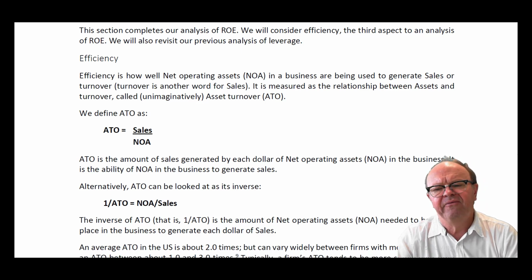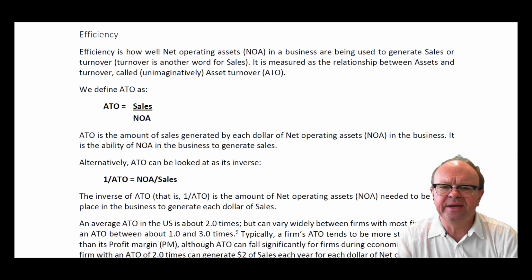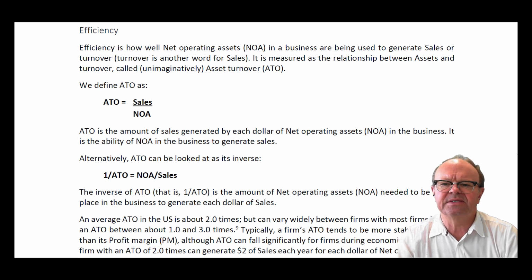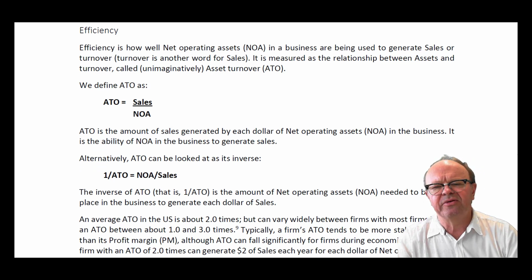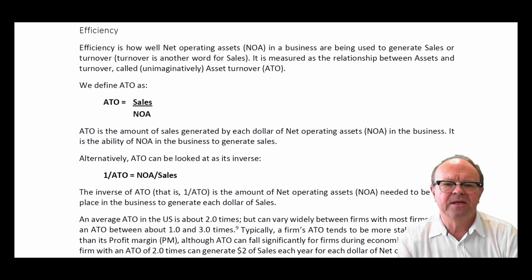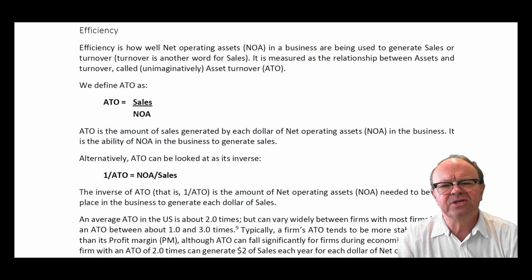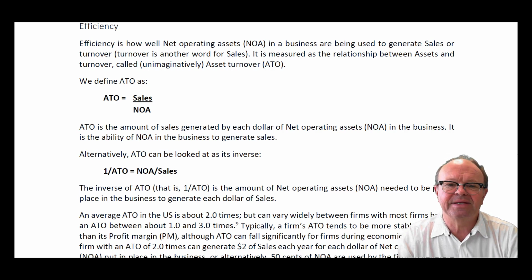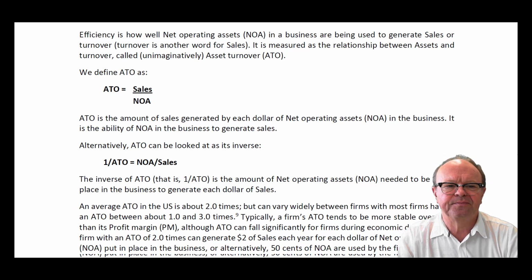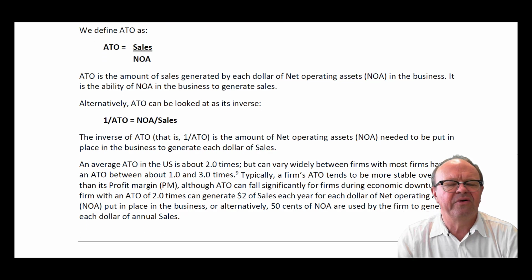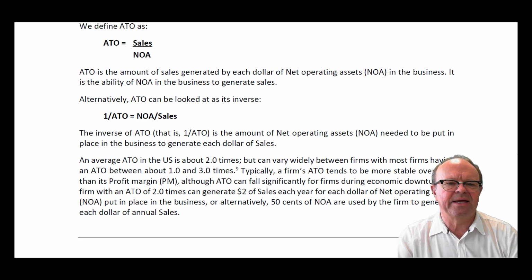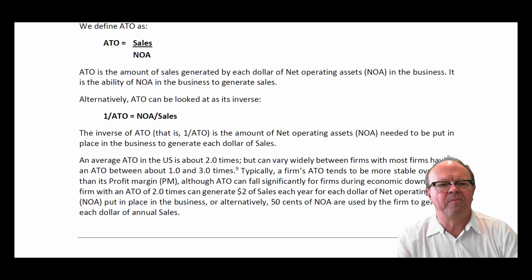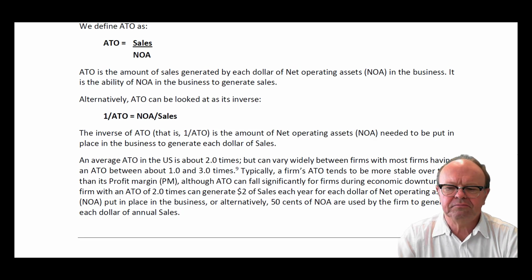Efficiency. Efficiency is how well net operating assets, NOA, in a business are being used to generate sales or turnover. Turnover is another word for sales. It is measured as the relationship between assets and turnover, called unimaginatively asset turnover, ATO. We define asset turnover as ATO equals sales divided by net operating assets.